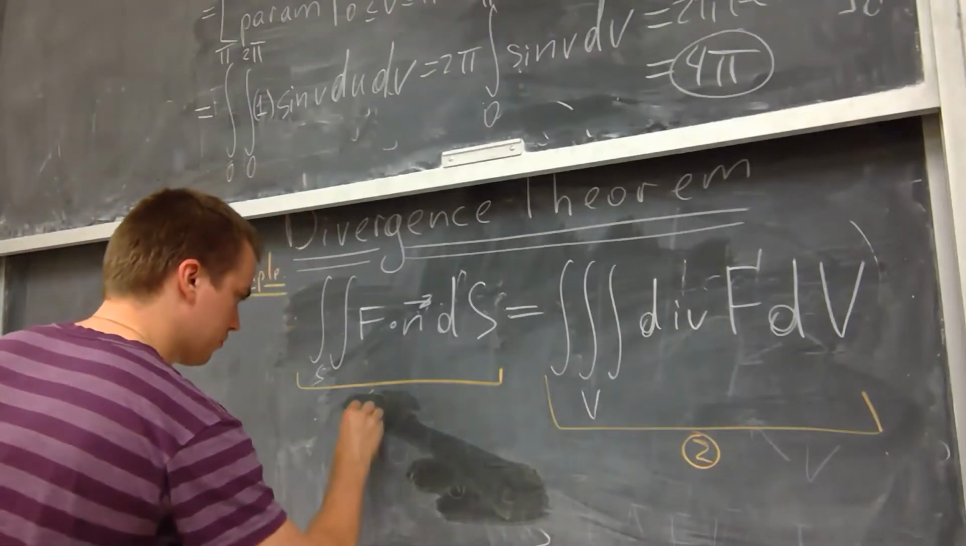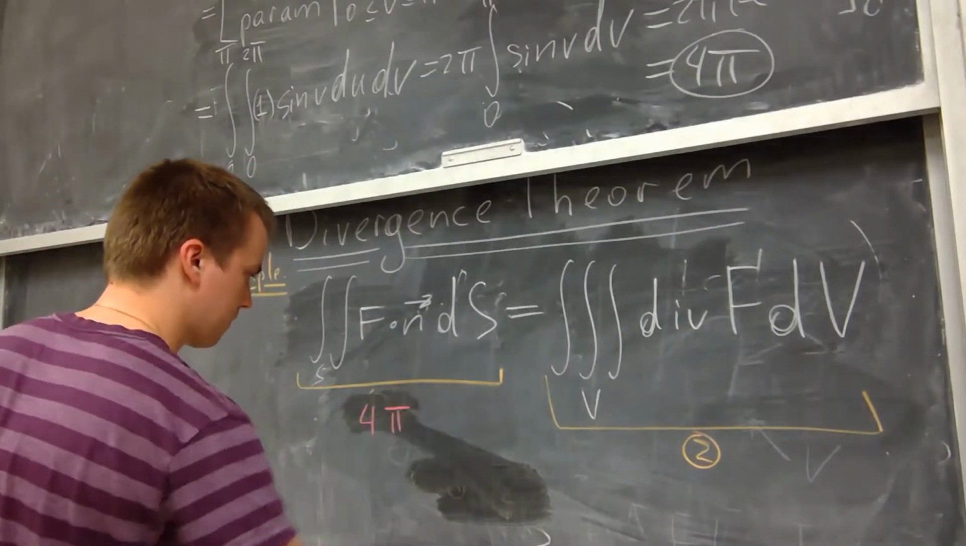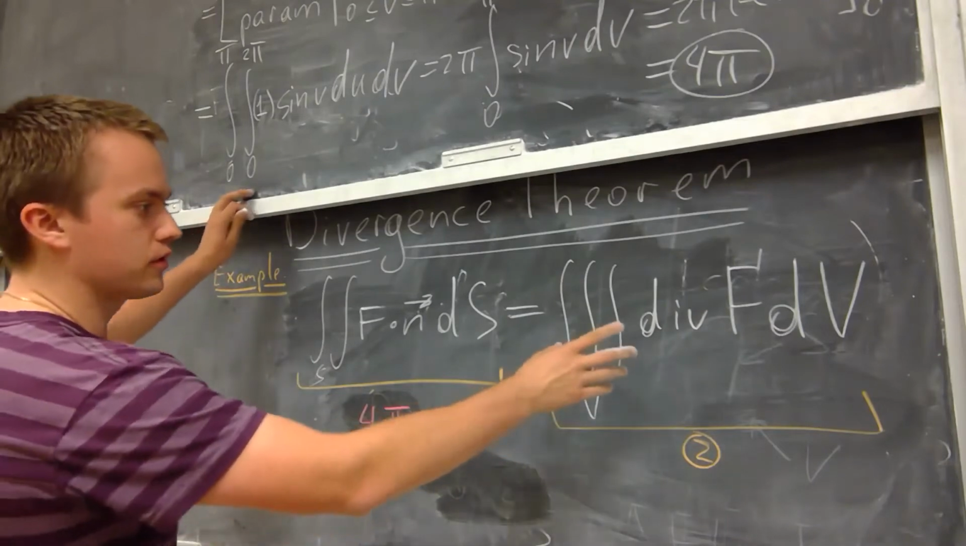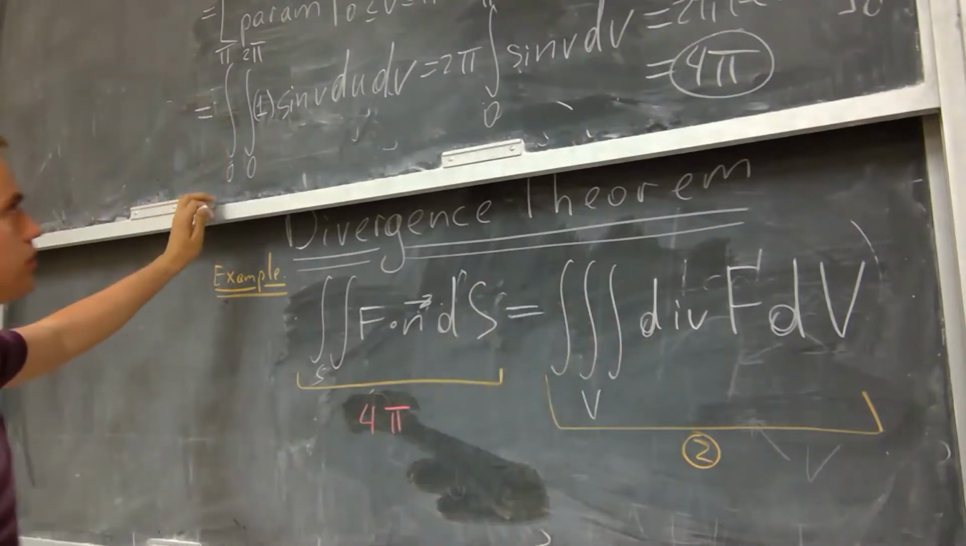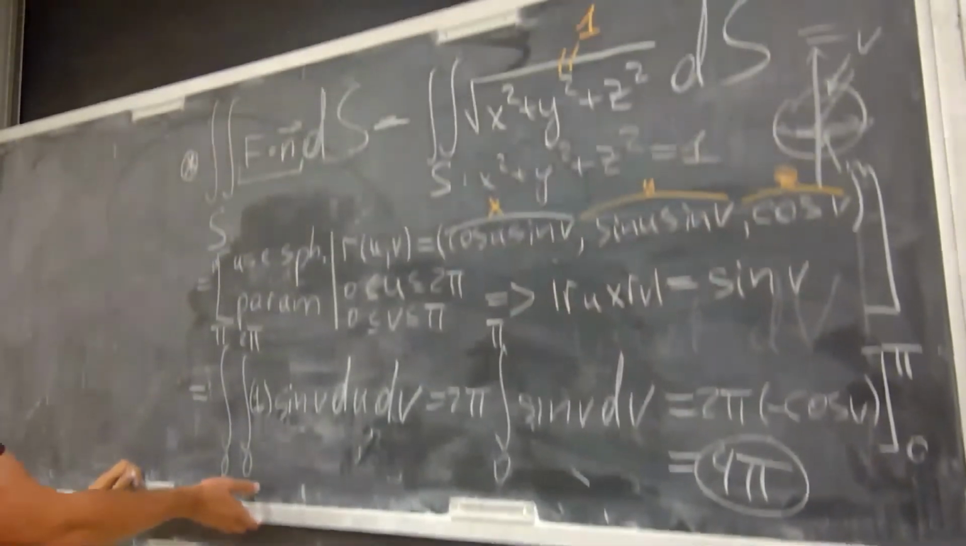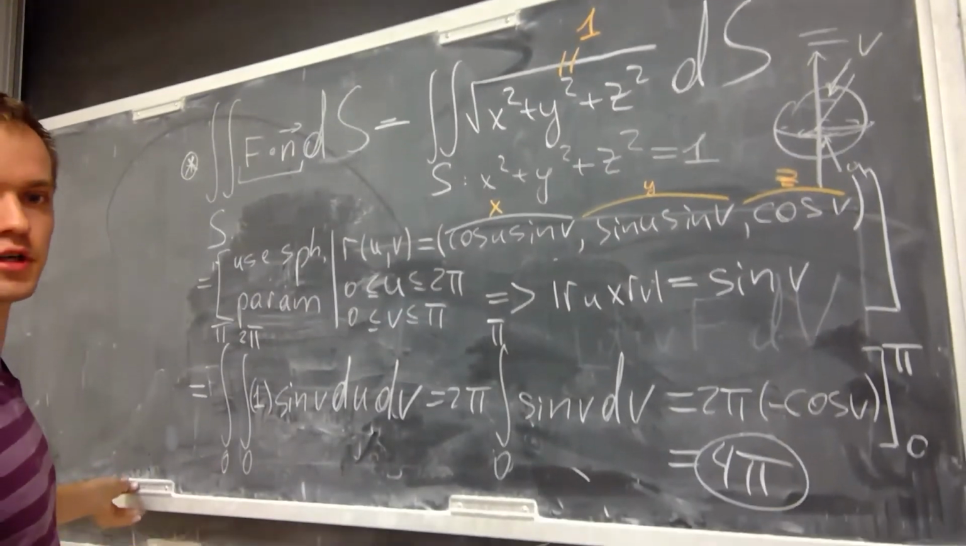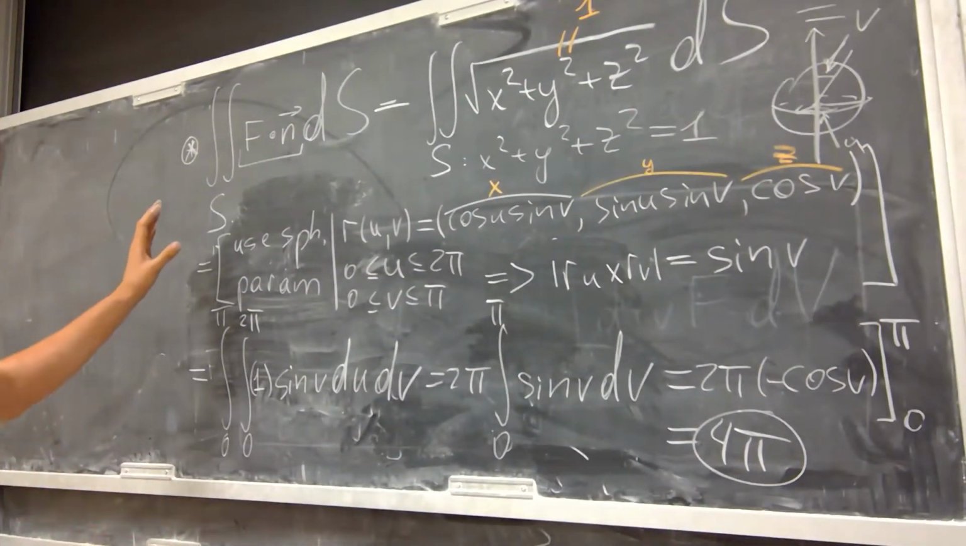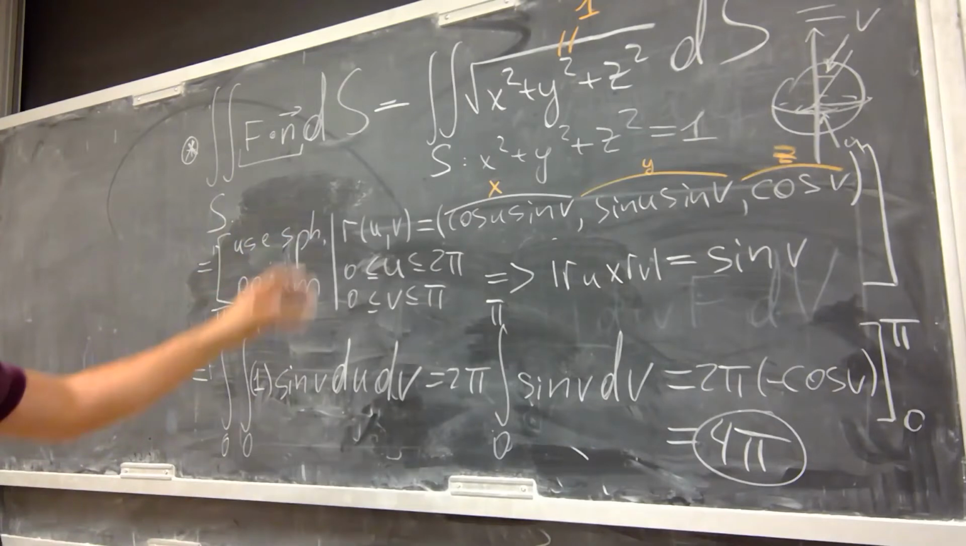Let's use like red one, 4 pi. Let's compute right now the integral on the right-hand side and see what we will get. But before, let me just show you these computations. So we can see the integral on the left-hand side is pretty involved.